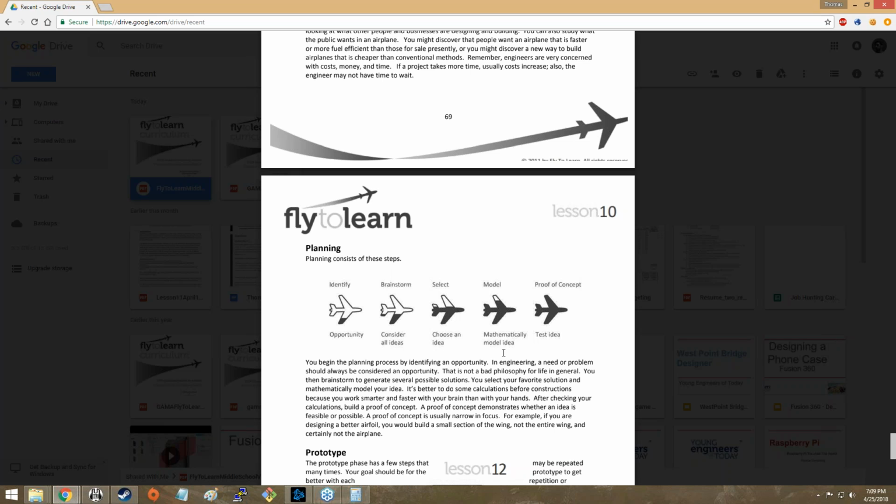We don't have personal planes. Everybody's driving cars instead of flying around in the sky. There's an opportunity right there. It's not a bad philosophy for life in general. You then brainstorm to generate several possible solutions. You select your favorite solution, and then you mathematically model your idea.